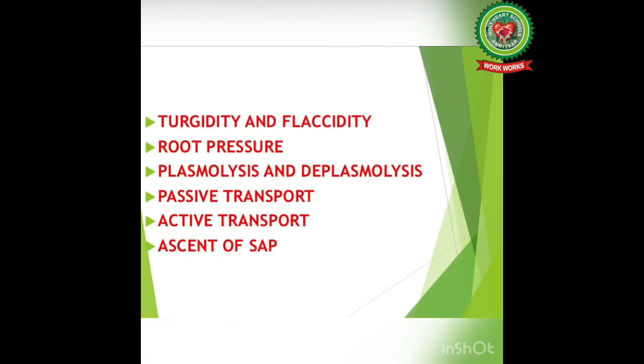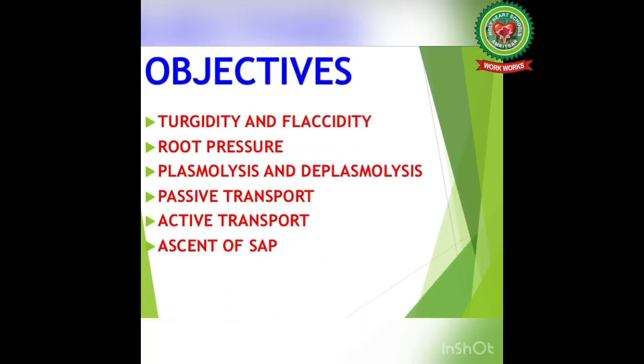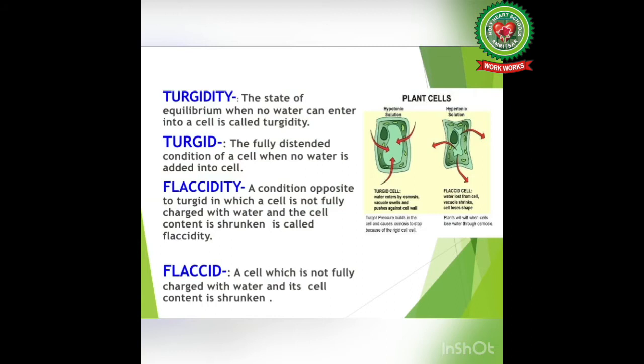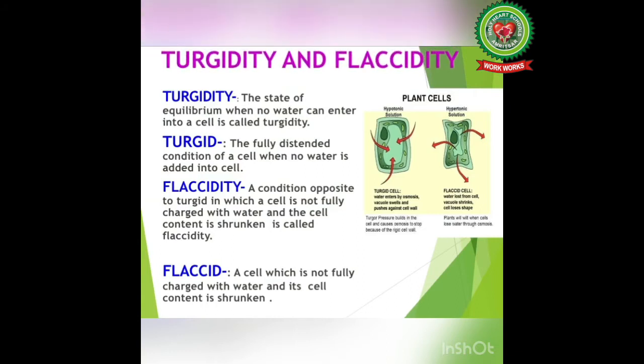The main objectives we are covering in this video are turgidity and flaccidity, root pressure, plasmolysis and deplasmolysis, passive transport, active transport and ascent of sap. So beginning with turgidity and flaccidity.